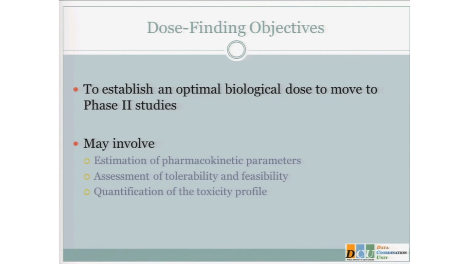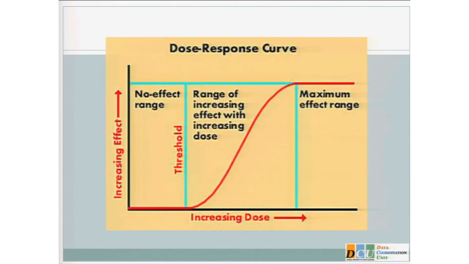So we'll start with dose finding. In dose finding, we're trying to establish an optimal biological dose that we are going to move forward to future studies. This may involve estimation of pharmacokinetic parameters. It's almost certainly going to involve an assessment of tolerability and feasibility and a quantification of the toxicity profile. And I'll show you an example of what that means.